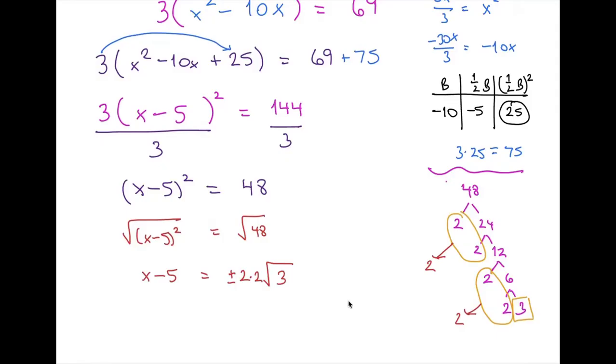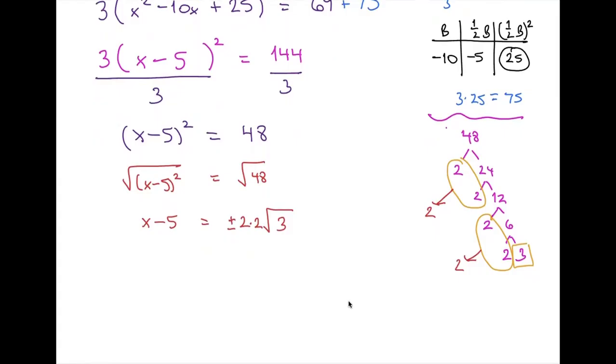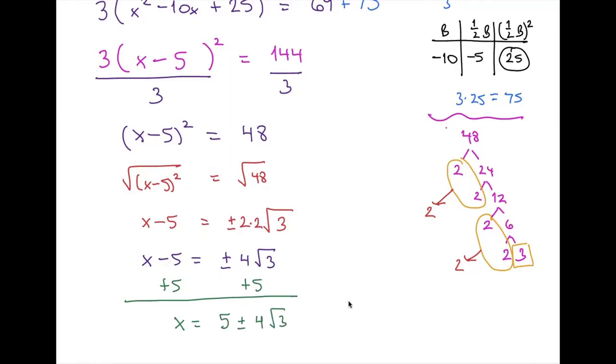And so, of course, that means that this is going to equal x minus 5 for the left side, and on the right side, it's going to be plus or minus 2 times 2 is 4, and then we have square root of 3. Then we just need to move the negative 5 from the left side of this equation to get x by itself. So, of course, we do that by adding 5 to both sides, which means we're now going to have x on the left. On the right side, we're going to have 5, and then plus or minus 4 square root of 3. Because you remember, you always write whatever you brought over first.